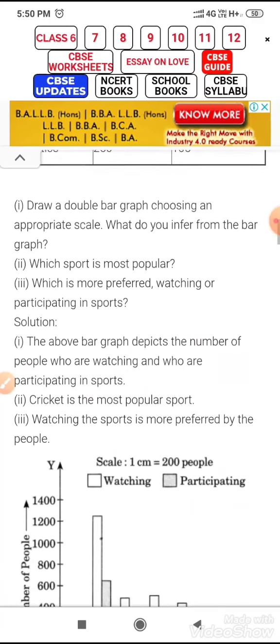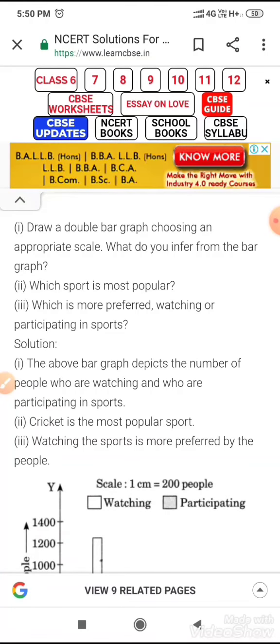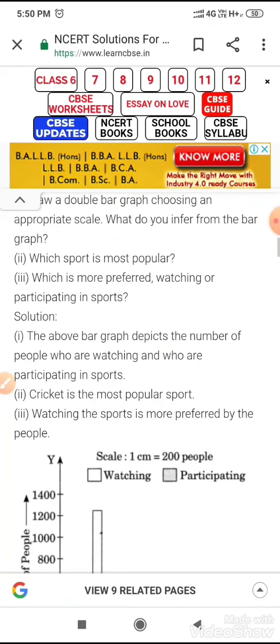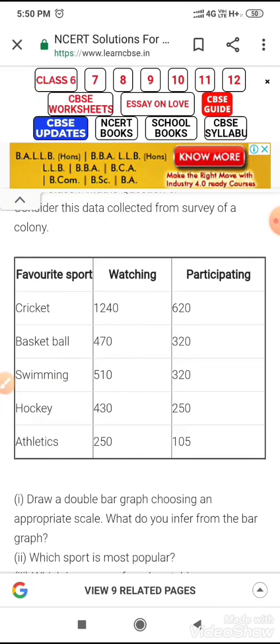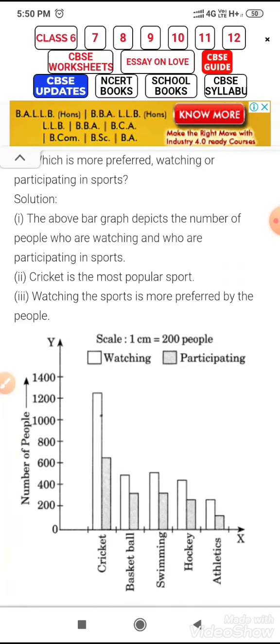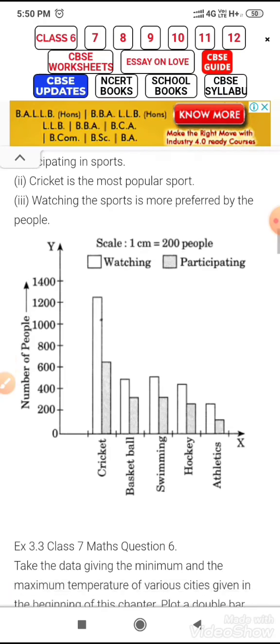What do you infer from the bar graph? The bar graph depicts the number of people who are watching and who are participating in each sport. The second question is, which sport is most popular? Cricket is the most popular sport. Third part, which is the most preferred, watching or participating in a sport? You can answer this question from your table: the number of persons watching is more than the number of persons participating in a sport. So watching the sport is more preferred by the people.